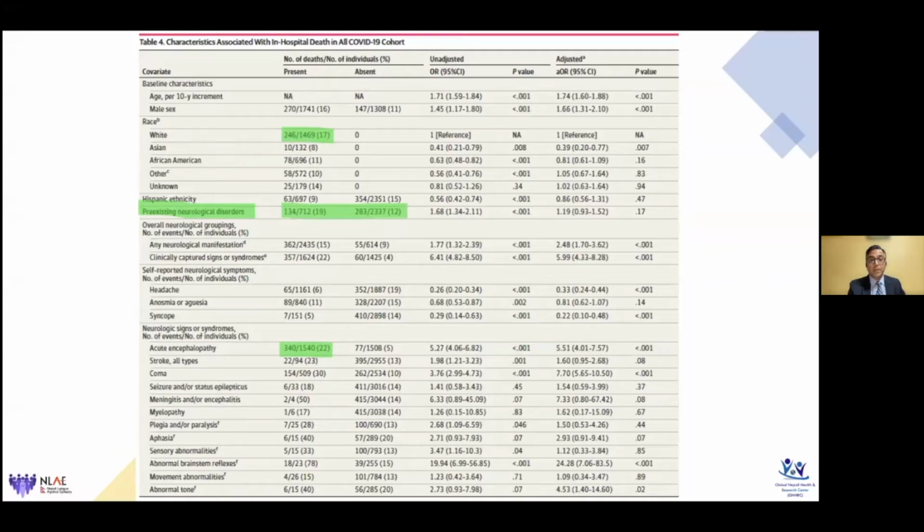This was from the European Academy of Neurology, and another one is from GCS. And then if you go to the neurological signs and syndromes, the encephalopathy was always high, as you can see, followed by other categories that I already talked about.